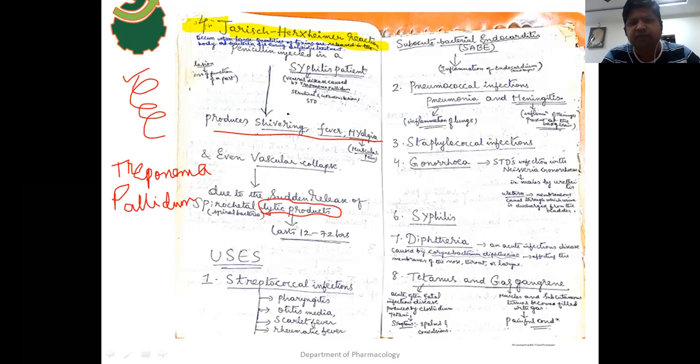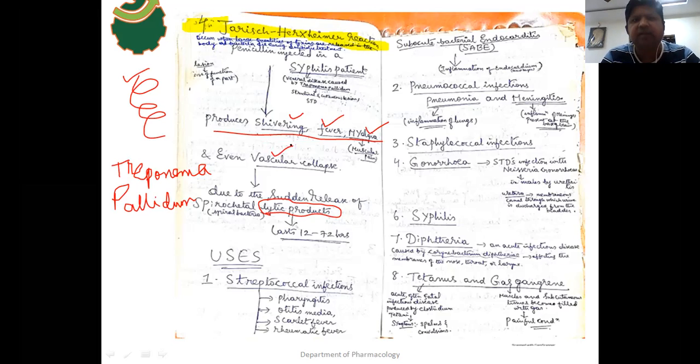So the same kind of shivering can be seen. Fever will be high, muscle pain will be there, that is myalgia, and even vascular collapse. So BP will fall down. There is a low BP, and as a result of low BP, the person will collapse. These are all the symptoms that are seen in the Jarisch-Herxheimer reaction.